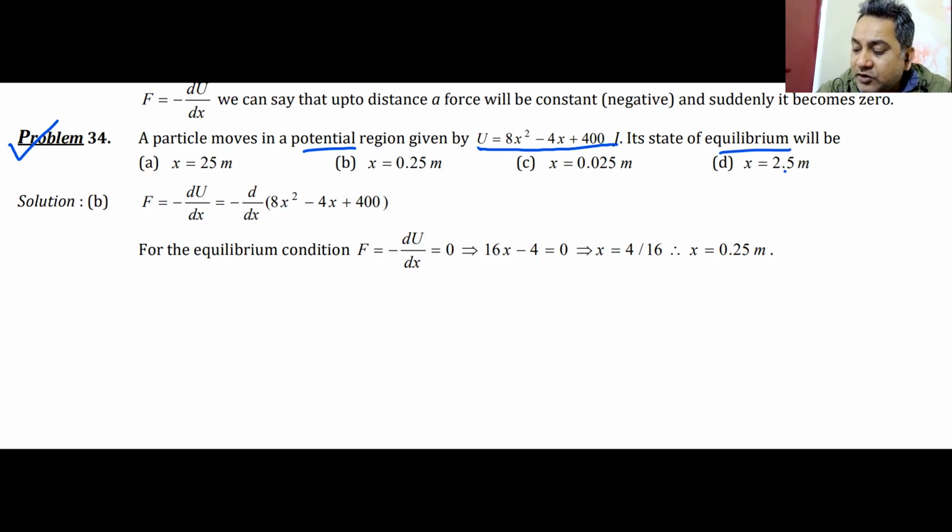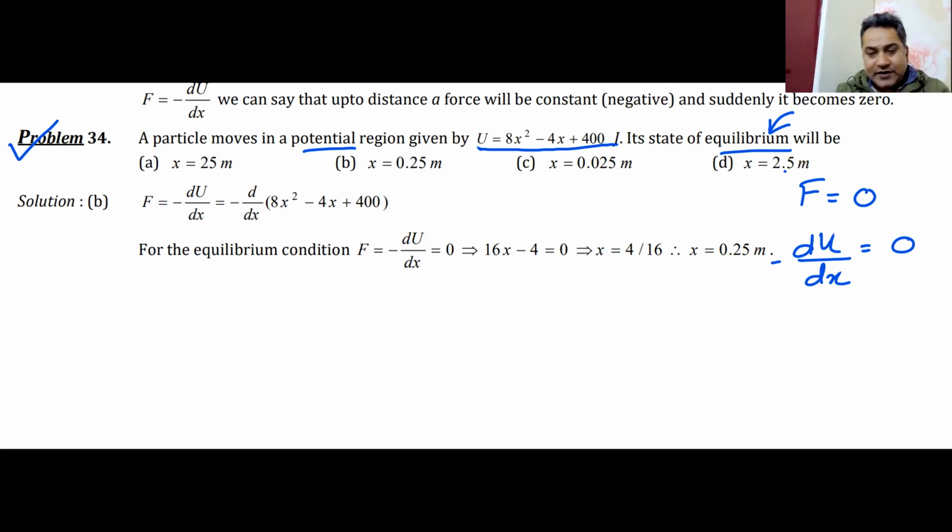What is the state of equilibrium? You have to find where it is in equilibrium. Equilibrium means force is 0. Force is 0 means the negative of du by dx, the derivative of this energy, is 0. U is given, find du by dx, equate it to 0, find the value of x, and that should be your answer. Your time starts now.